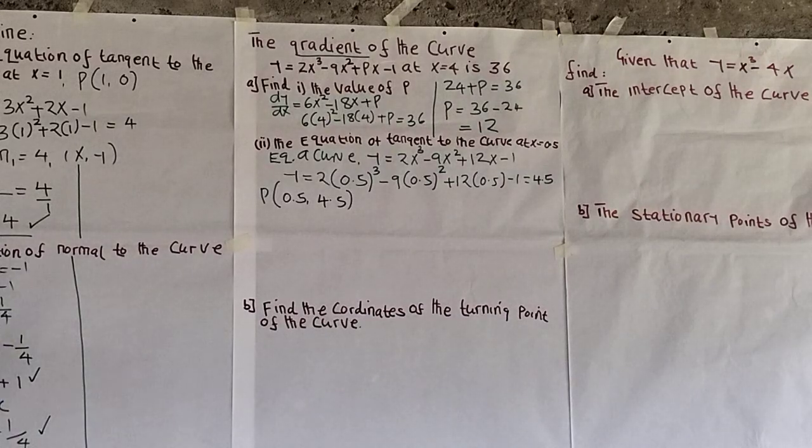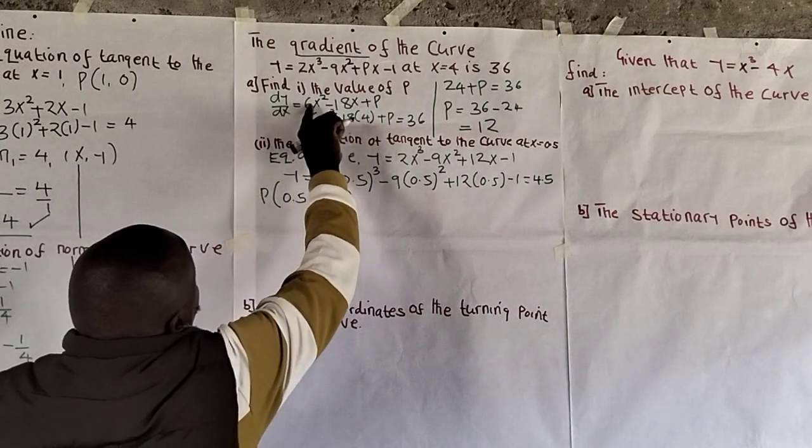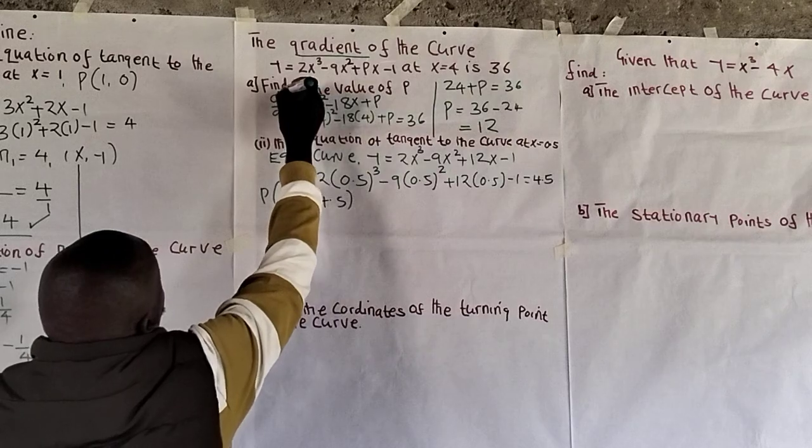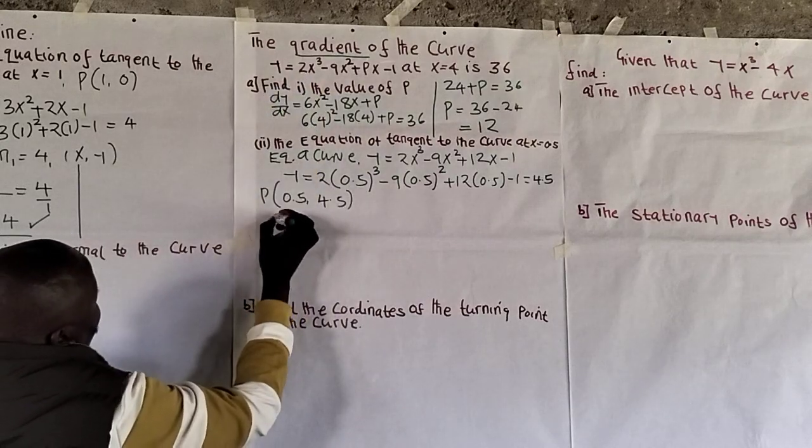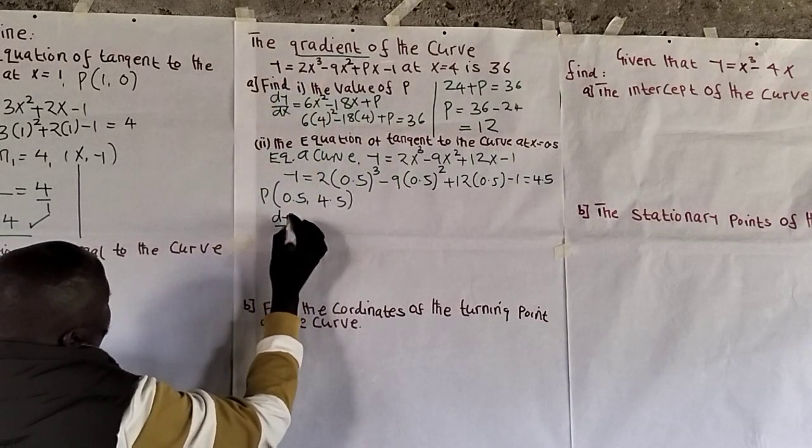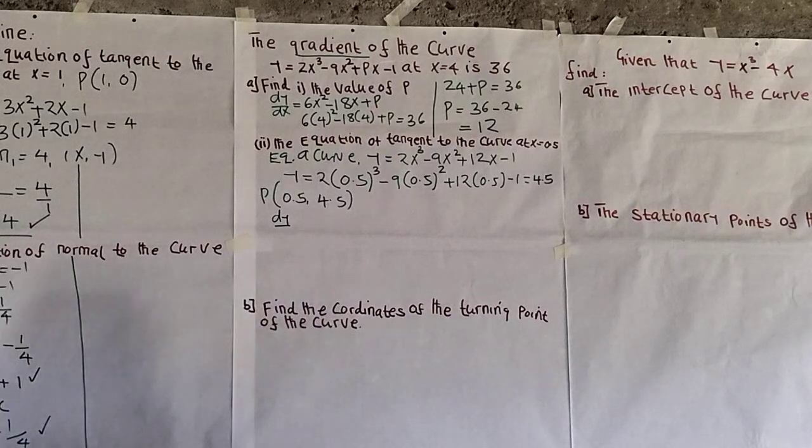Then we go ahead and get the gradient of a curve. We have a derivative of this, the derivative of the gradient, which is dy over dx. We have been given that the gradient dy/dx is equal to p. We are supposed to get the value of x.